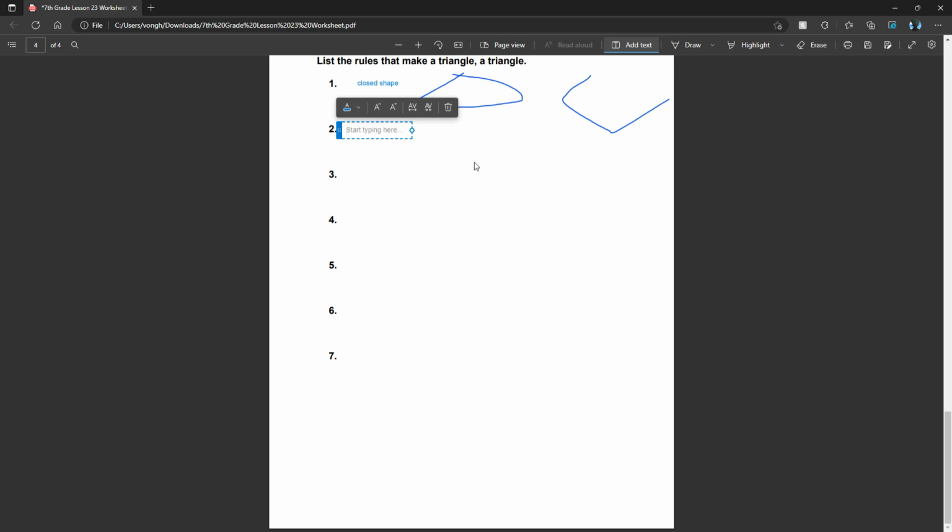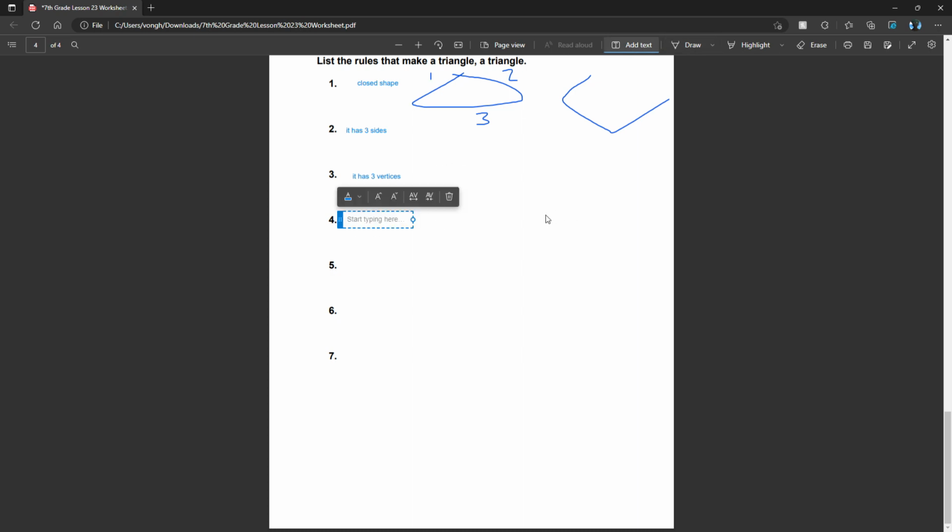The second rule is it's going to have three sides. So a triangle has 1, 2, and 3 sides. It can't have 4, it can't have 5. So a triangle has to have 3 sides. The next rule for a triangle is that it's going to have 3 vertices. Since it has 3 sides, it's also going to have 3 vertices.